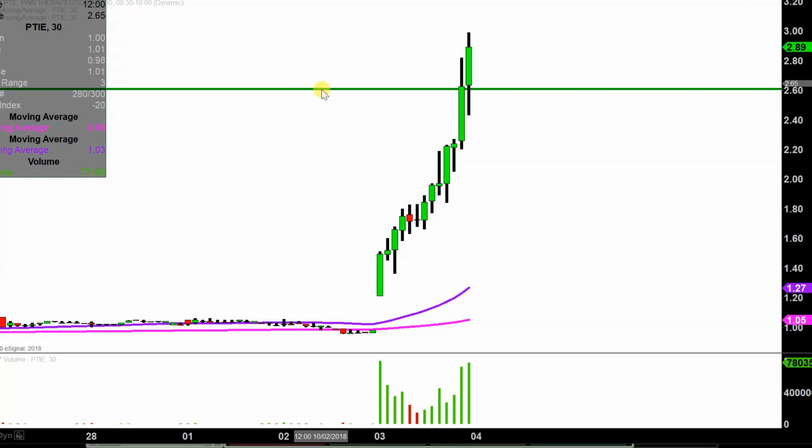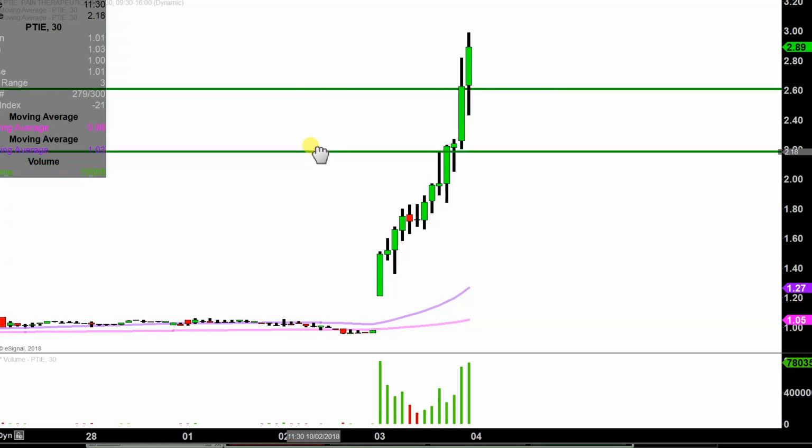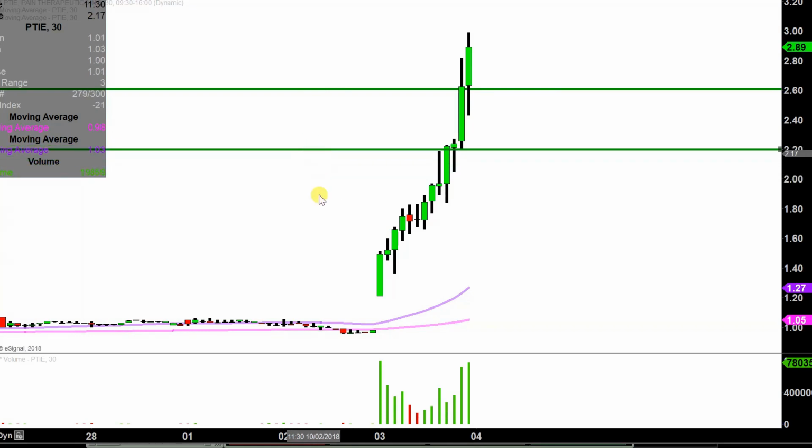of power going forward. Next level of support after that would be down here at this previous breakout point, and that sits right around $2.20. So 2.60 and 2.20 are the nearer term levels.